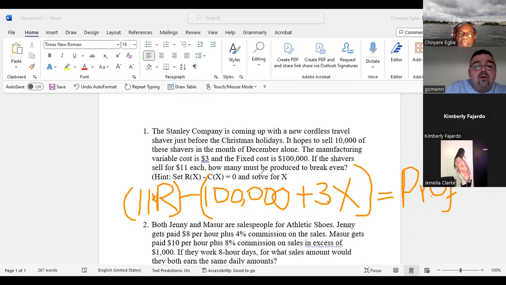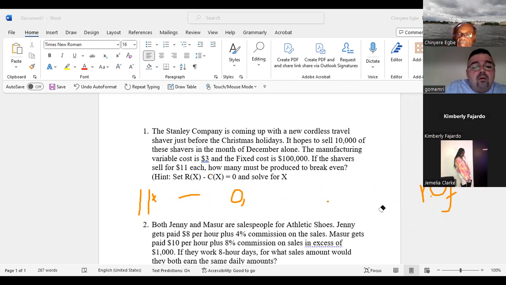Now, I gave you a hint here. Set R of x minus C of x and solve for x. That is to say, this is your R of x, the price times the quantity that you sell, since you're selling for $11 each, minus your cost. And so set these two equations equal to 0. Okay, so your profit becomes 0. And in that case, you rewrite this equation and set this to 0. So let me do just that.